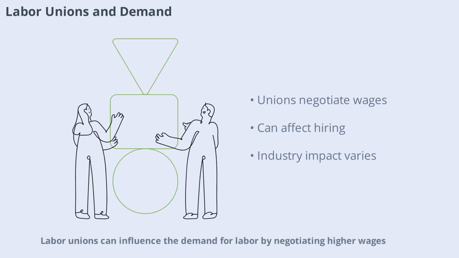Labor unions can influence the demand for labor by negotiating higher wages, better working conditions, and job security. While unions can improve worker welfare, higher labor costs may lead firms to hire fewer workers or invest more in capital. The impact of unions varies across industries and countries.